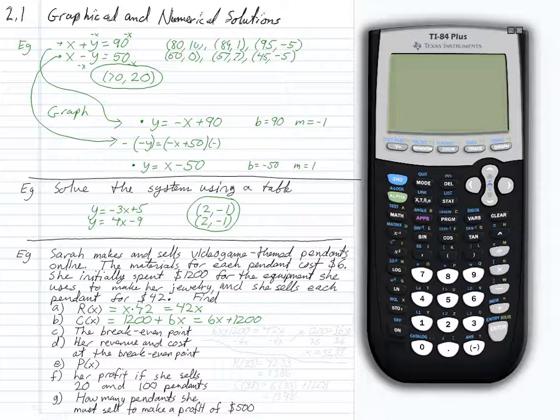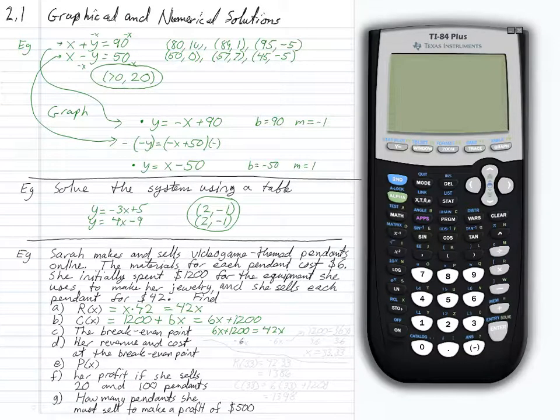Now the break-even point is defined to be the x value, the number of units, where the cost function and the revenue function are equal to each other. So what we would do is set our cost function, 6x plus 1,200, equal to our revenue function, 42x. And then just solve that for x.